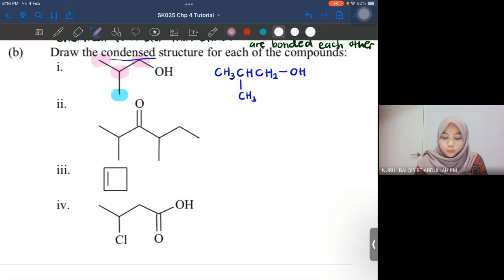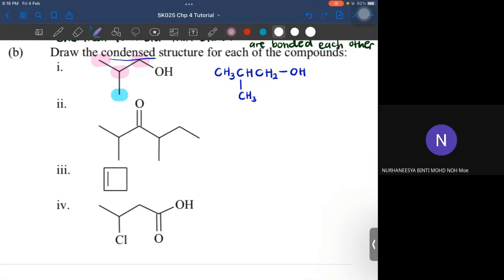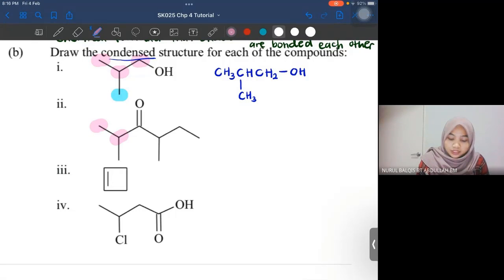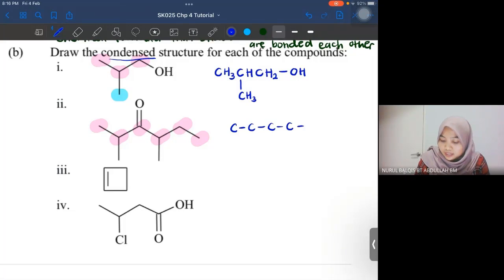Berapa banyak carbon yang buat longest chain? 6. 1, 2, 3, 4, 5, 6. Okay, so kita pun buat 1, 2, 3, 4, 5, 6. Nanti awak tanya, Miss kan dia tak boleh tunjuk bond between them. Taklah, sekejap lagi saya nak tukar jadi benda lain.